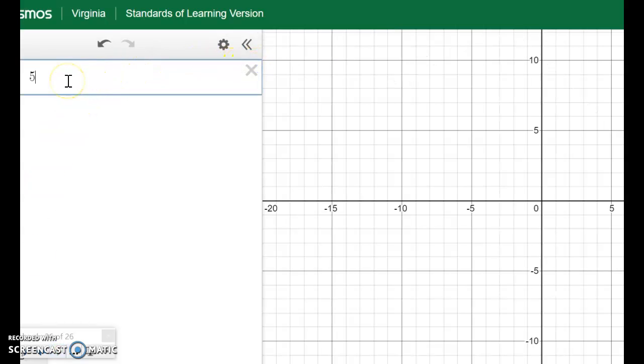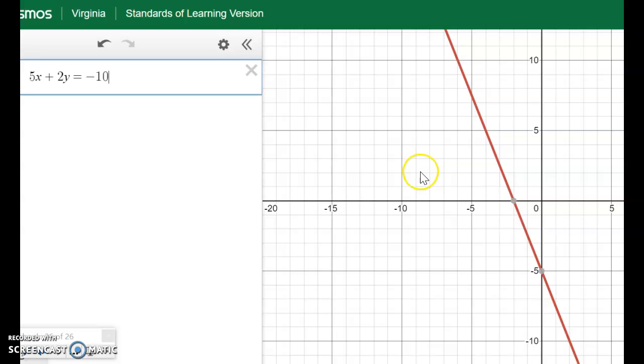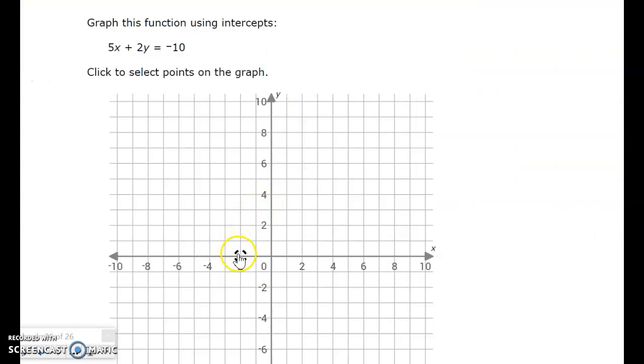Get rid of my old line. 5x plus 2y equals negative 10. Double check I did that right. And I can see that we're crossing the y-axis, my y-intercept, at negative 5, and I can see that we're going down 5 and over 2, or I could just look for another point. So it's showing me I have a point at negative 2, 0, so an x-intercept of negative 2, and a y-intercept of negative 5. And I could graph it that way.